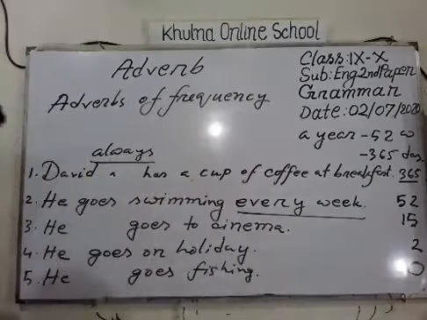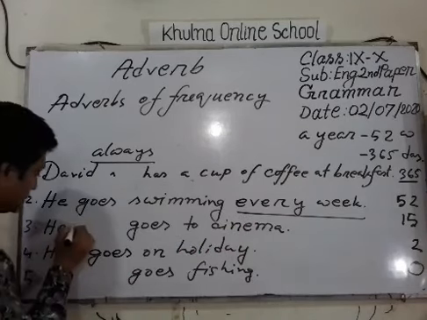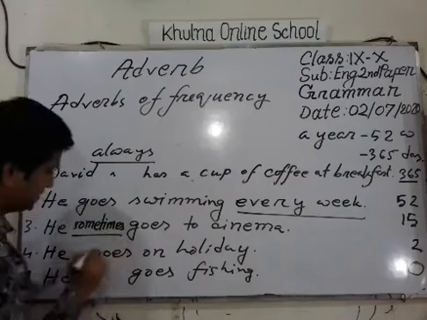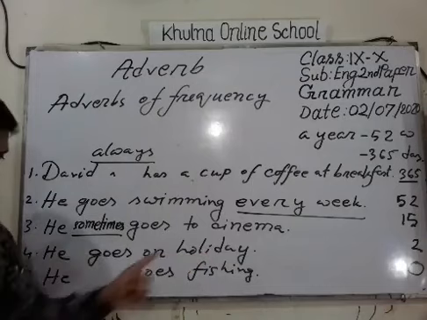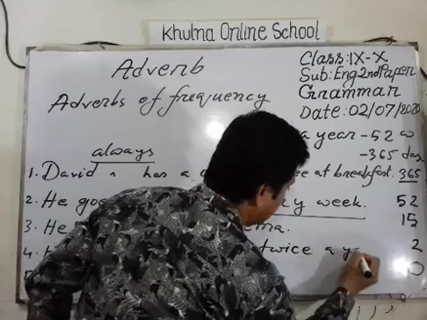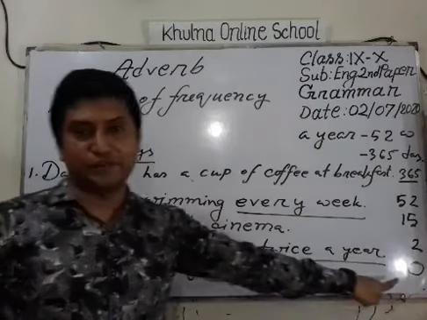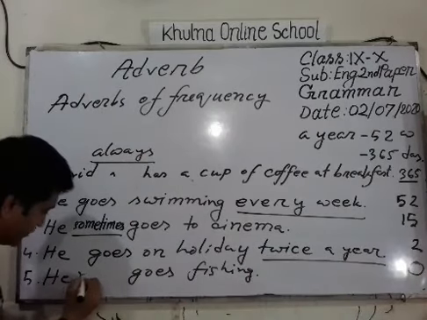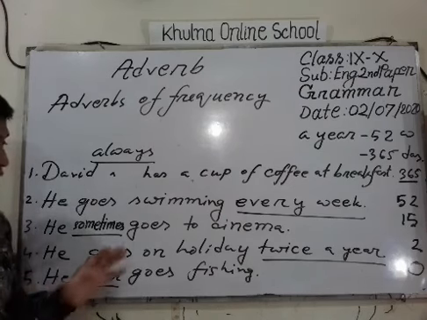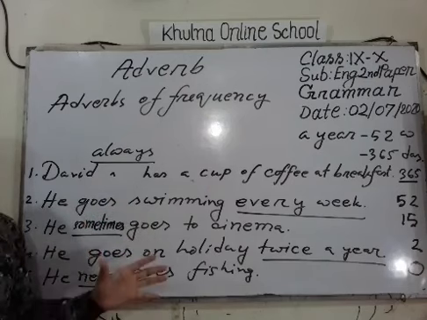But he goes to the cinema 15 days, it means sometimes. He goes on holiday twice a year. 2 times, you see here. Twice a year. But he goes fishing 0 times. Not any time. Never. Got the idea? When and how can you use it? Why will you use adverbs of frequency?